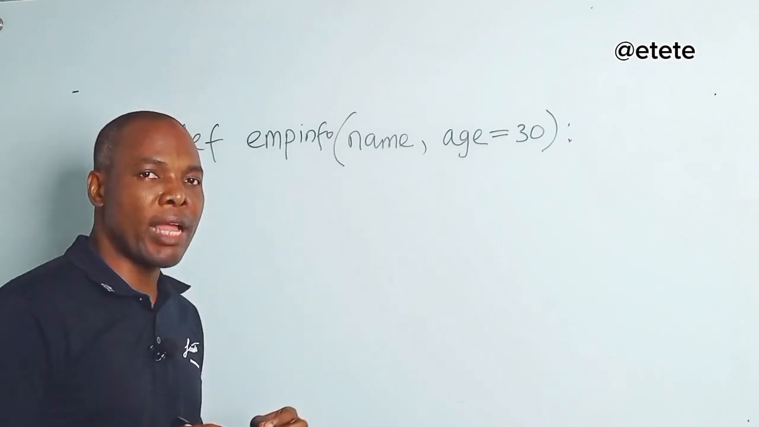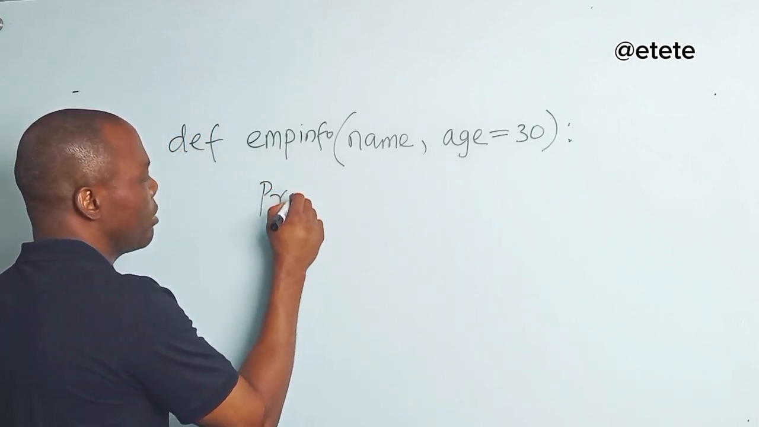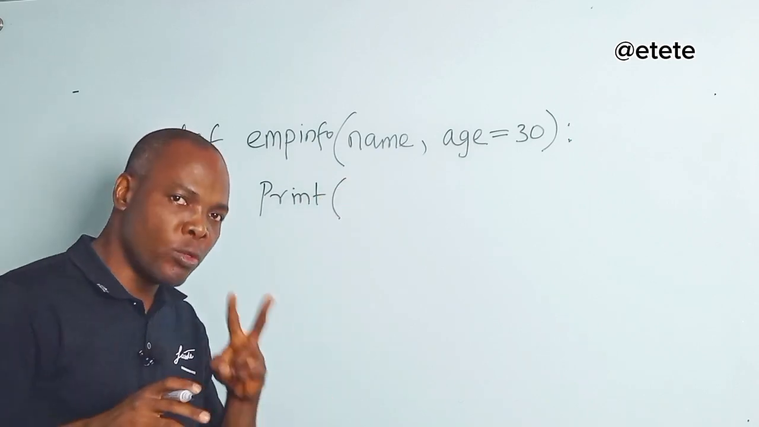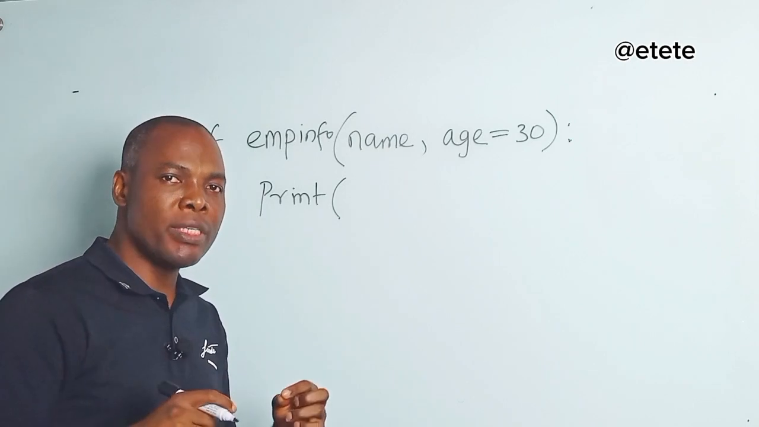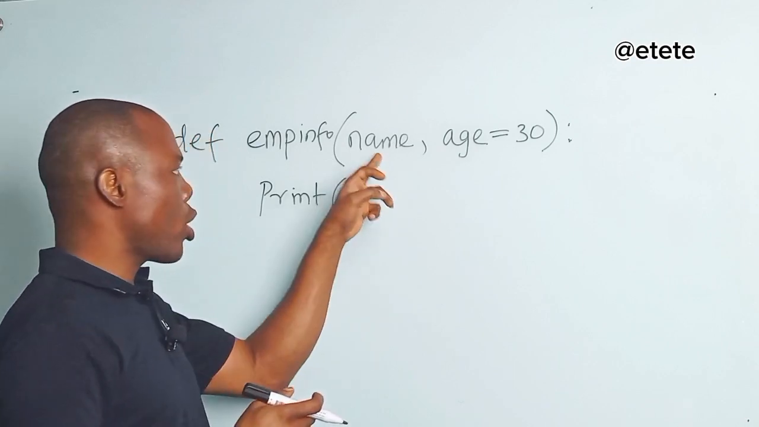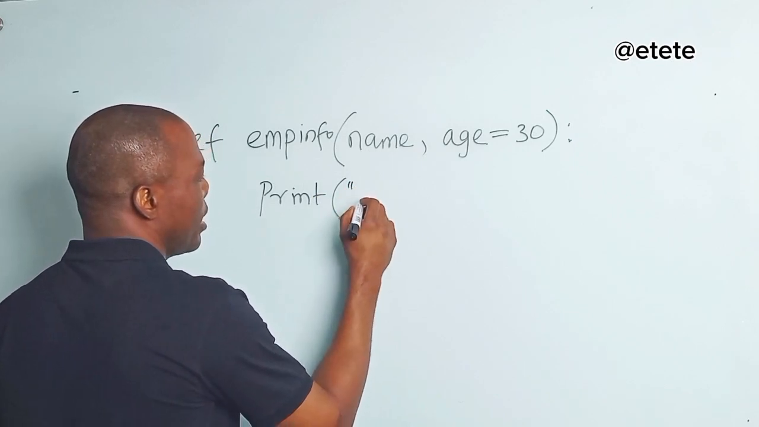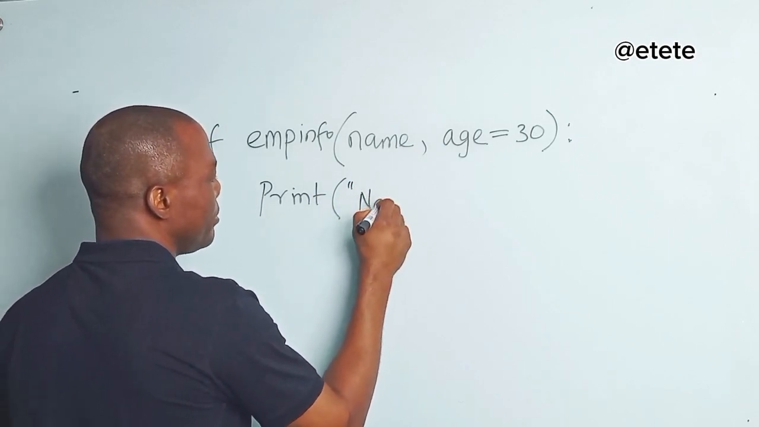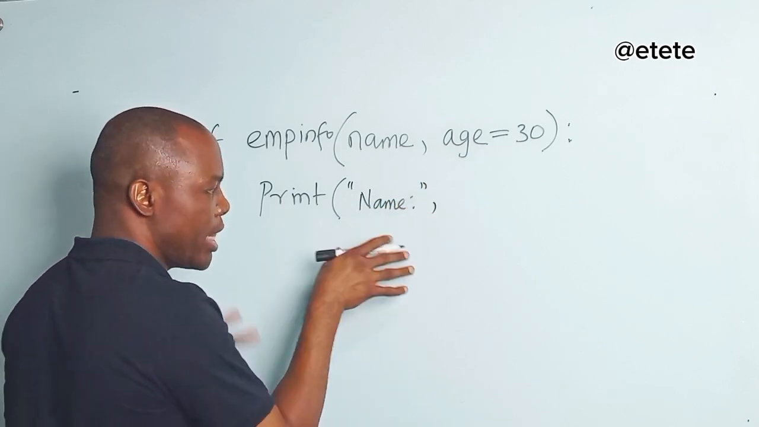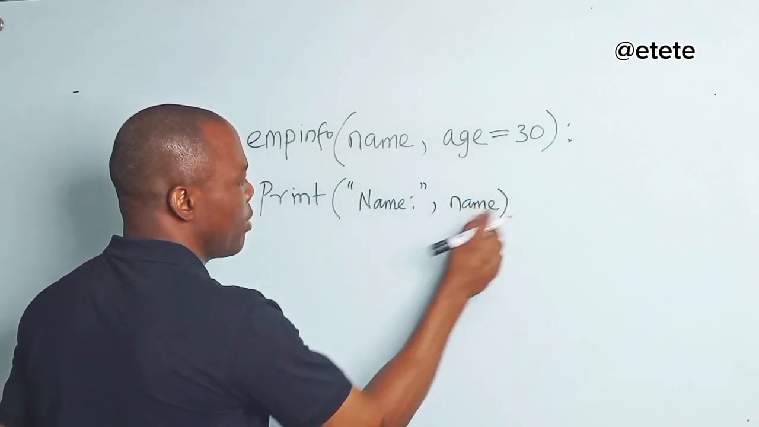Now, so inside the function, what do I want the function to do? I just want the function to print out the employee name and the employee age. So I'm going to write print. I'll call the print function. So inside the print function, I'm going to supply two parameters. The first one will be a string literal that I want the function to print out. And then I'm going to call this parameter inside the function. So the first thing I'll do is, I'll call it name. Then I'll put a comma. So the next one I'm going to supply now will be this name. So name. Then I'll close the parentheses.